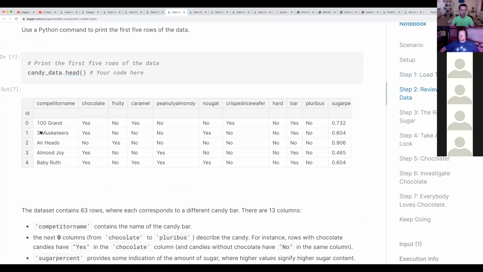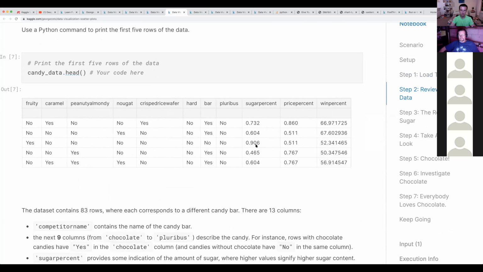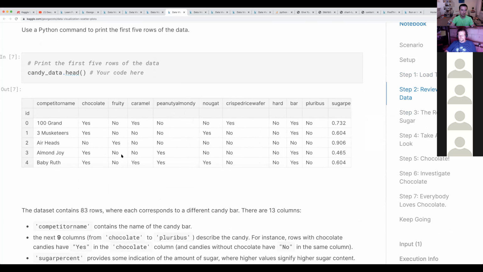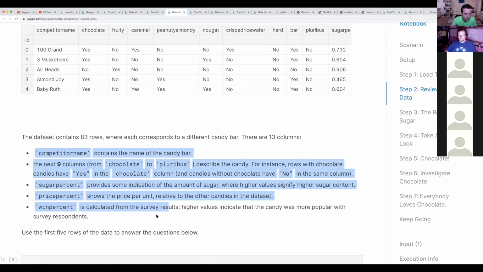Each record is a different candy, and the first field is the name. Then it contains different ingredients like chocolate, yes or no. Is it fruity, yes or no. Caramel. What is the sugar percent? The higher this number, the more sugar it contains. What is the price percent? The higher this number, the more expensive it is. Win percent means how popular it is. So the higher this number, the more popular that candy is among this data set. Yeah, and this is a short explanation here.